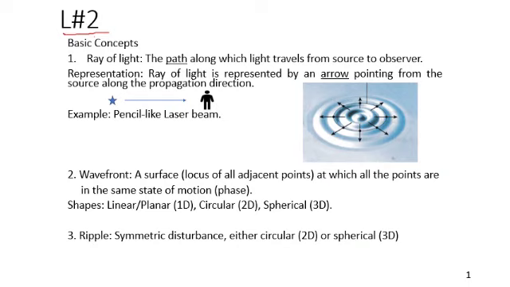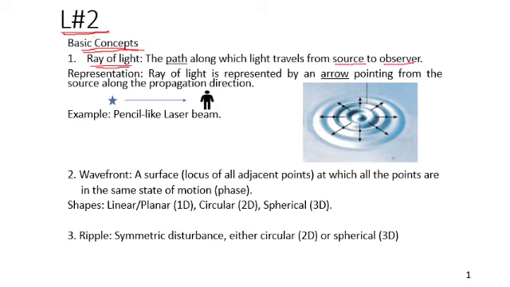This is our lecture number 2 in optics. And today we are going to discuss some basic concepts. So the first one is that of a ray of light, or simply a ray. What is a ray of light? We say the path along which light travels from a source to an observer.